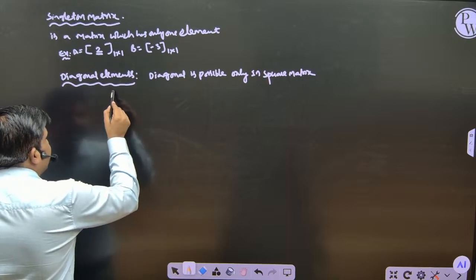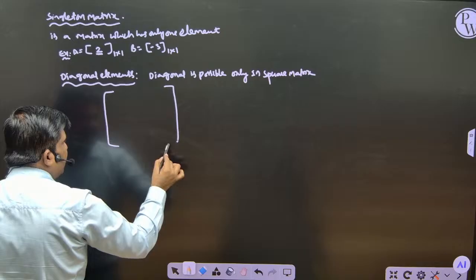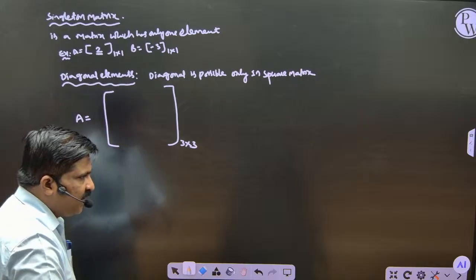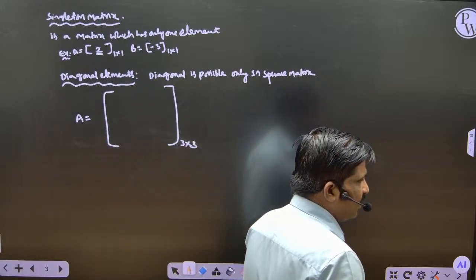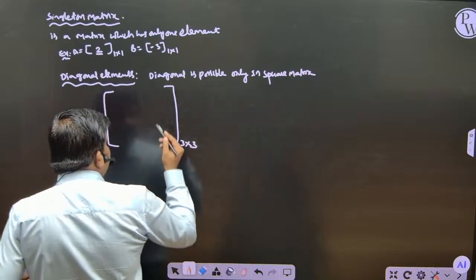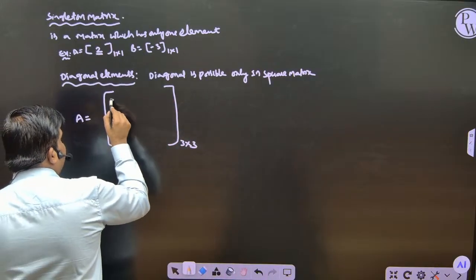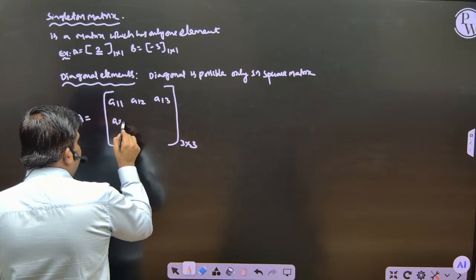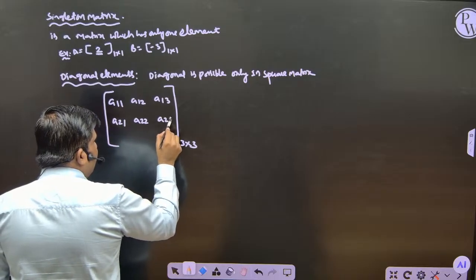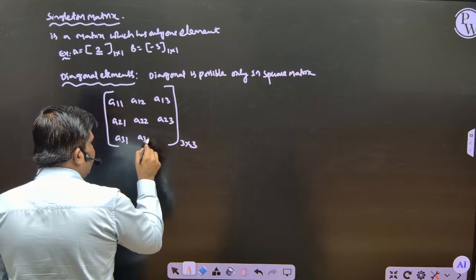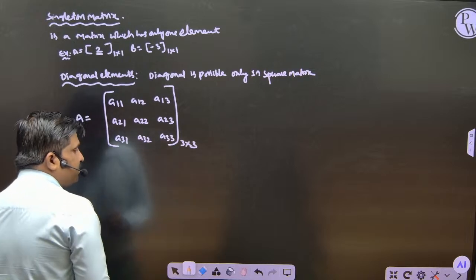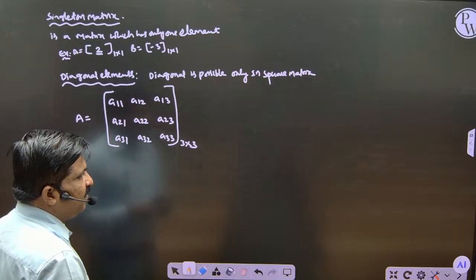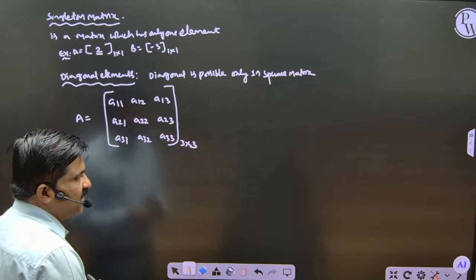So if I consider a square matrix like this, first I am going to consider only a 3 by 3 matrix, since our syllabus is confined to 3 by 3, not more than that order. A11, A12, A13, A21, A22, A23 and A31, A32, A33. A 3 by 3 matrix is a square matrix, so it has 3 rows and 3 columns.